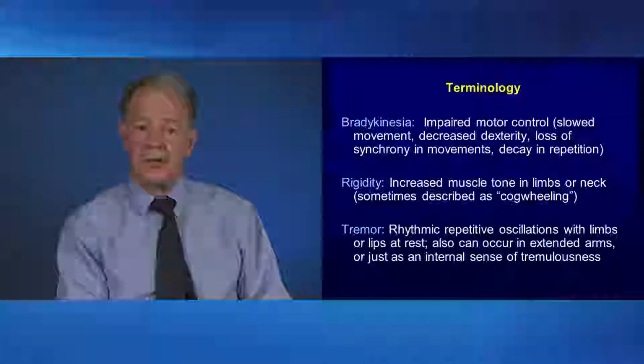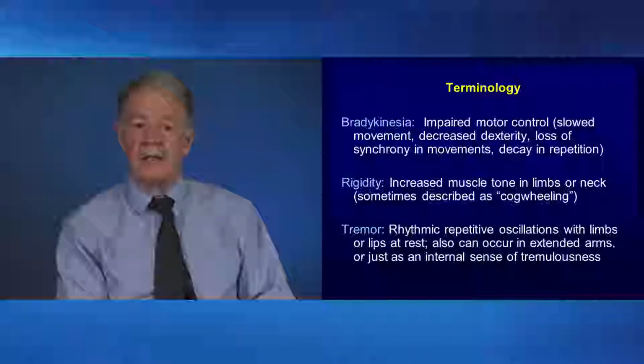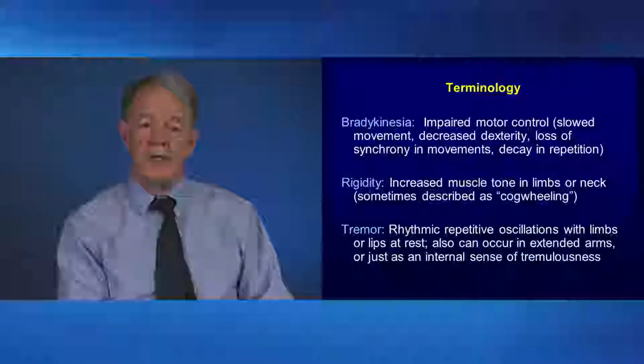Rigidity is defined as increased muscle tone, typically in the limbs or in the neck muscles, and sometimes there's a ratchety quality which is termed cogwheeling. The question of tremor has a differential diagnosis. That means a patient who has shaking in the hands or elsewhere might have multiple different causes, but in Parkinson's disease, this repetitive rhythmic kind of movement is often there at rest, going away during actions. And sometimes it's seen with the arms extended as well, or it can even be just an internal sensation of tremulousness without any outward indications.